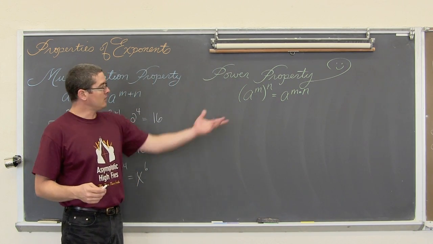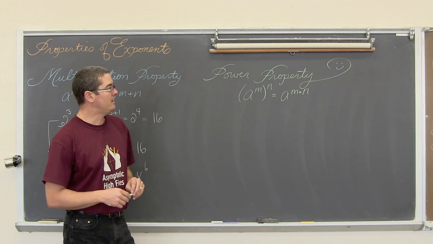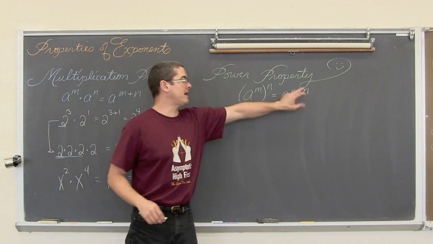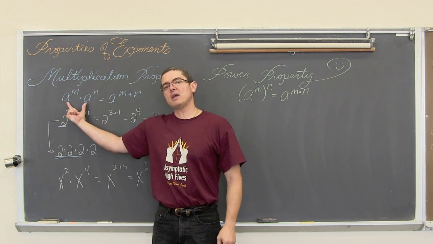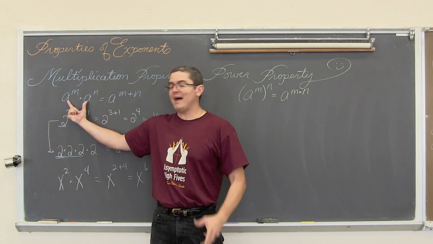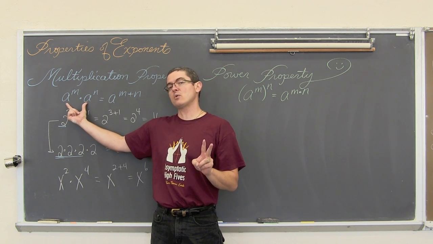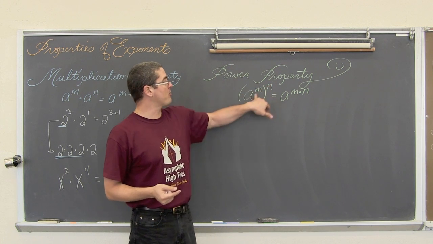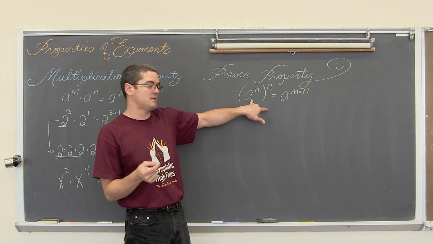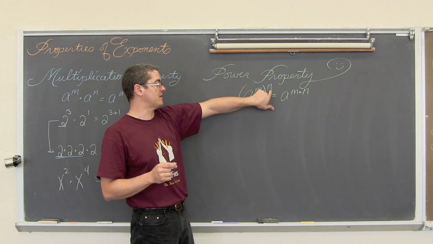Power property. Well, a to the m to the n power is equal to a to the m times n. Now, notice the difference here than what we had over here. With the multiplication property, you have two factors. You have the same base showing up twice, and then we just added those exponents. Unlike with the power property, you have the base showing up only once, and you have sort of like this stacked exponents type thing here.